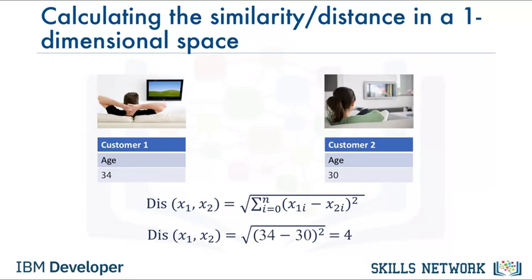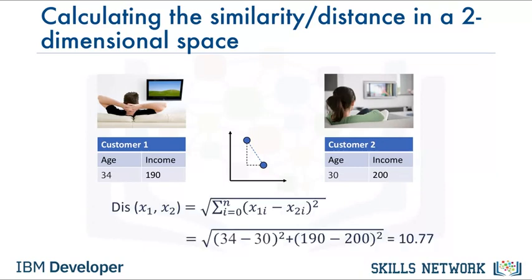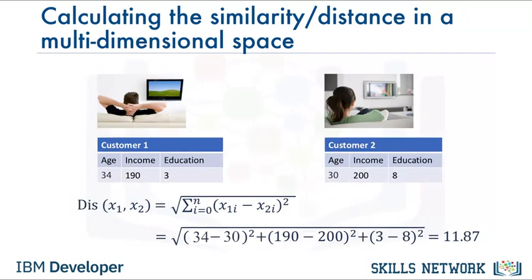What about if we have more than one feature, for example, age and income? If we have income and age for each customer, we can still use the same formula, but this time we're using it in a two-dimensional space. We can also use the same distance metric for multi-dimensional vectors. Of course, we have to normalize our feature set to get the accurate dissimilarity measure.